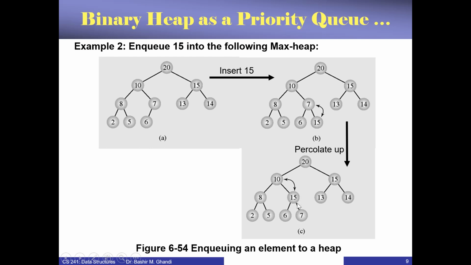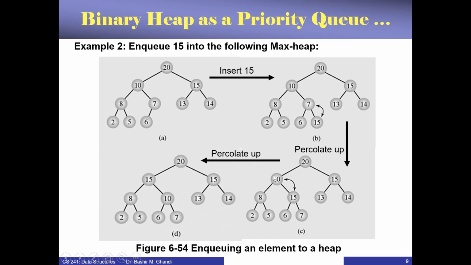But again, don't stop. Compare 15 with the new parent. It is still bigger than 10. So 10 will come down, 15 will go up, the two will swap. But now again, if you compare 15 and 20, it is in the correct place. It is less than 20, so it cannot go up anymore.